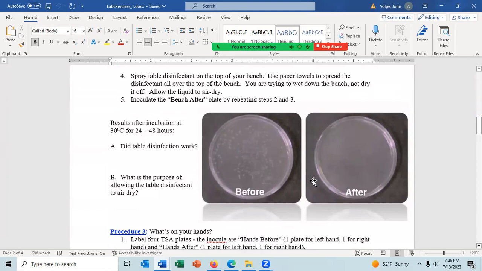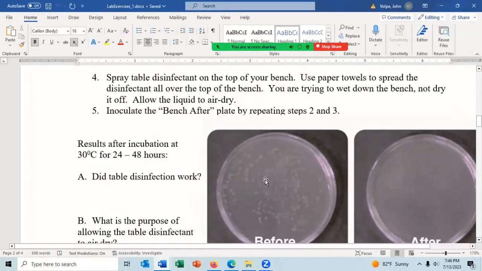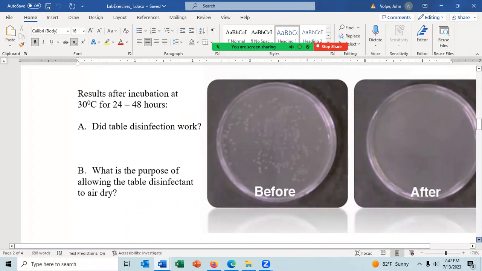And here is the streaking of the lab bench, which would be the table you'd work at in the lab, showing growth on the plate. So these white specks are colonies on the plate. It's not very clear because I think this plate is upside down. There's agar between the colonies and our eyes. But anyways, that's the streaking of the table before you disinfect. And this is the streaking of the table after you disinfect. Oops, wrong one.